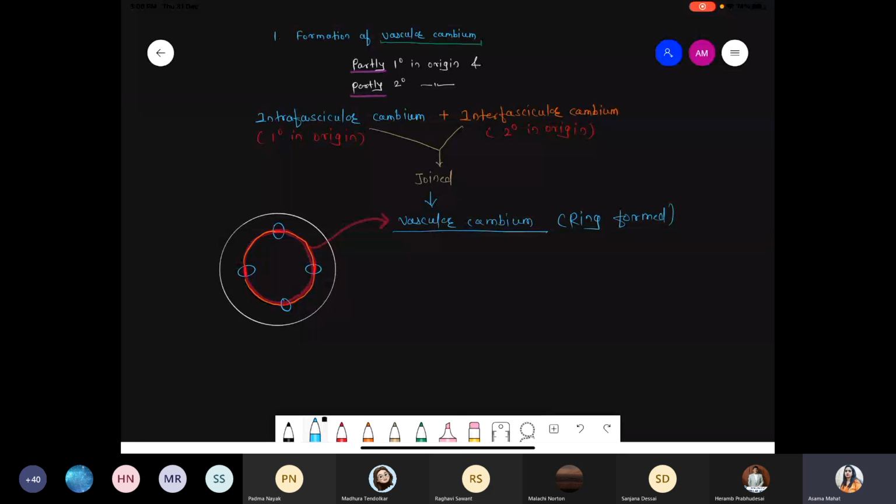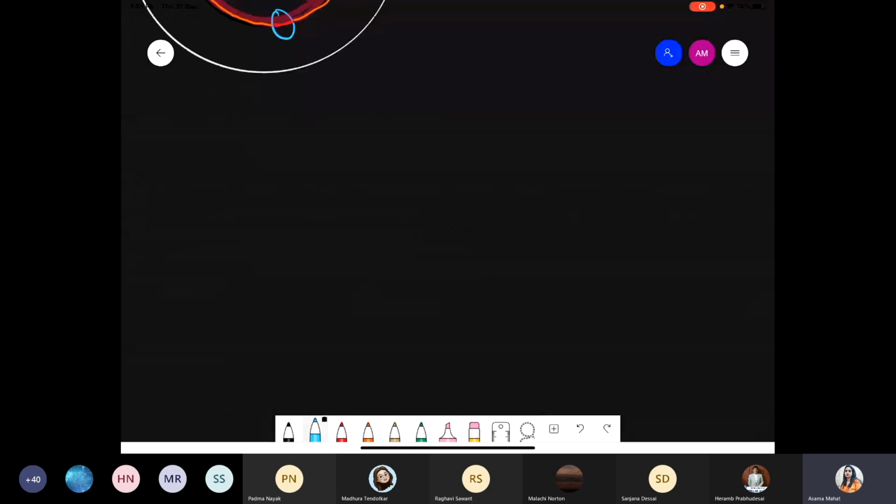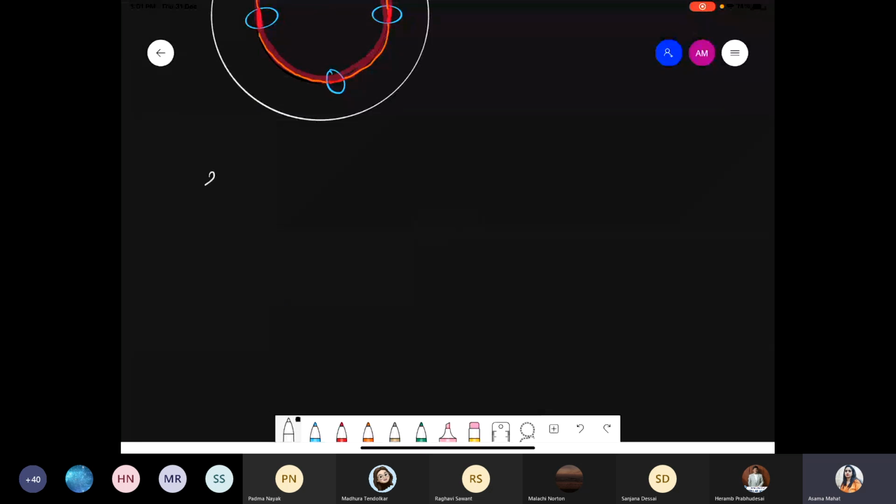Done ना. ठीक है चला. So नंतर second point, activity. चलो. So ये हो गया first point with respect to formation. Now we are talking about number second point, activity of vascular cambium. Number two, first point, formation of the vascular cambium, done. Now we are talking about activity of vascular cambium.